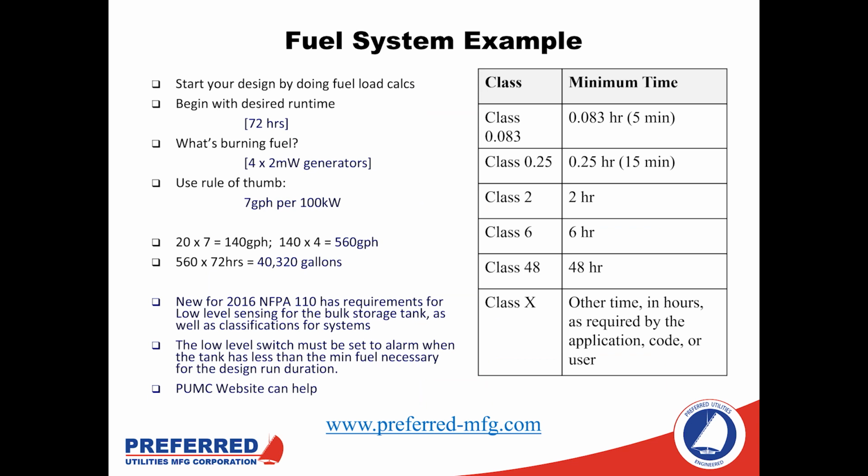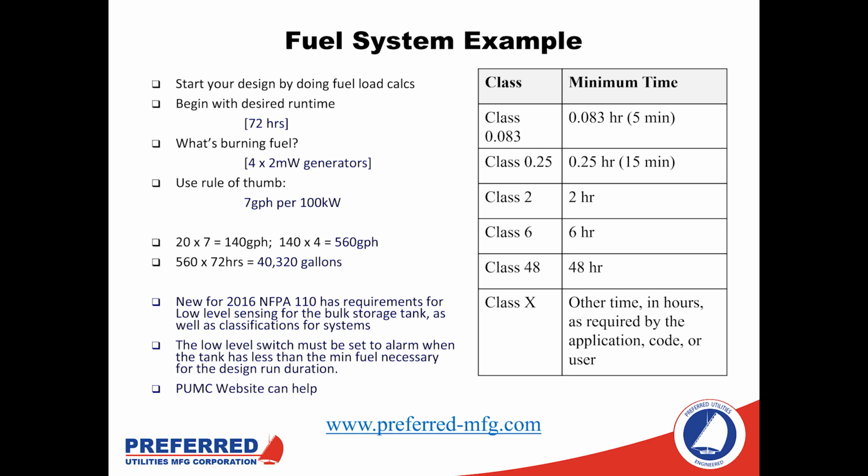So, starting from the beginning, we have our desired runtime. In this example, we're going to take 72 hours, which is a typical amount of runtime for a mission-critical facility. And then we're going to take a look at what is actually burning the fuel. For this example, we're going to say that it's four 2-megawatt generators, which is a fairly large plant. And then we can use a general rule of 7 gallons per hour per 100 kW of capacity for the generators. The nice thing about this general rule is it's not very dependent on the model or the make of the generator. It's going to be a good rule and generally conservative across the board.